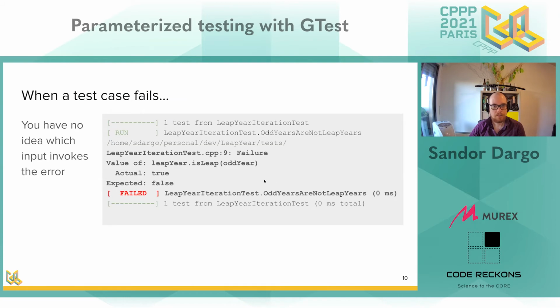So if we have a look, we'll see that, well, of course, we have the line number where it failed. But then the only thing that we can see is that, well, we passed in an odd year and it failed. But we have no idea which one of them failed. So that's the problem here. We basically lose the information on the real input.